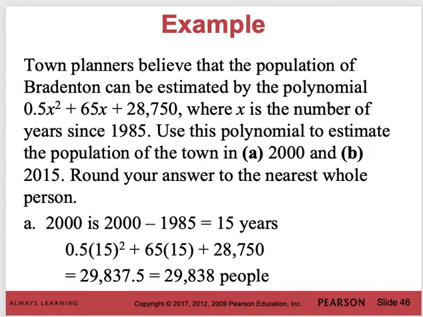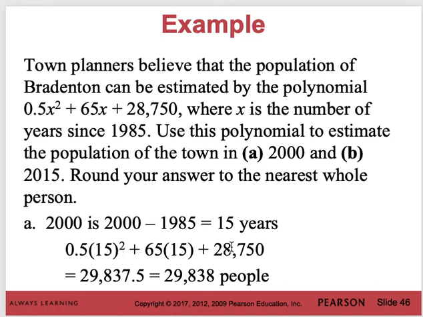Town planners believe that the population of Bradenton can be estimated by the polynomial 0.5x squared plus 65x plus 25,750, where x is the number of years since 1985. Use this polynomial to estimate the population of the town in 2000 and 2015. Round your answer to the nearest whole person. So 2000 is 2000 minus 1985, which is 15 years, because we're looking at x as the number of years since 1985.